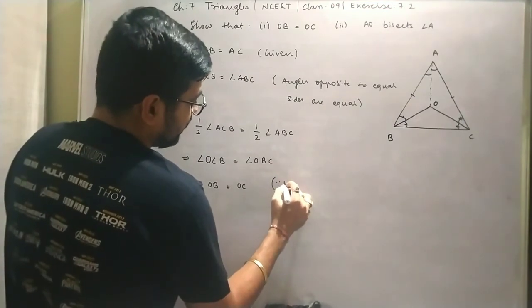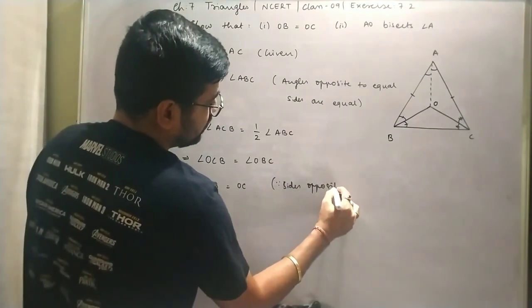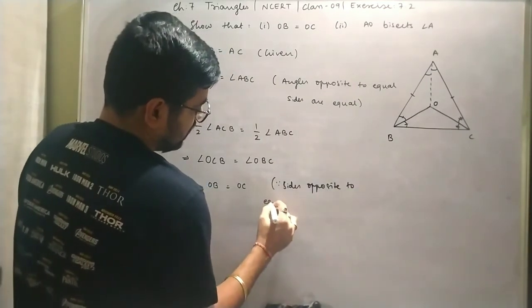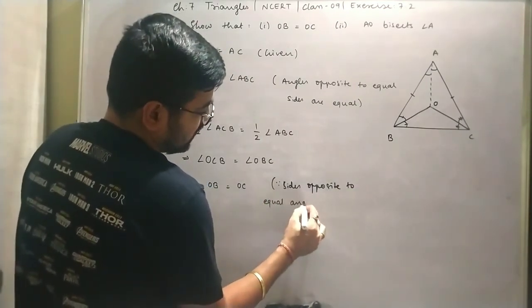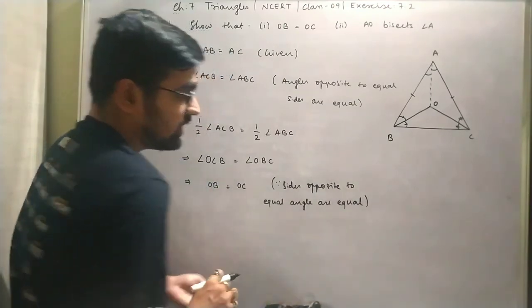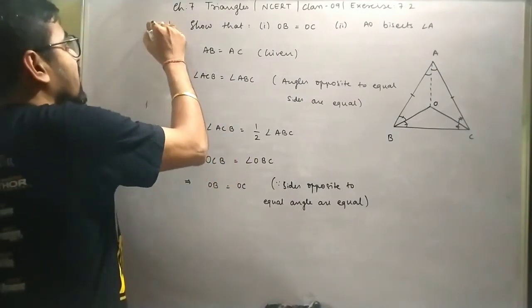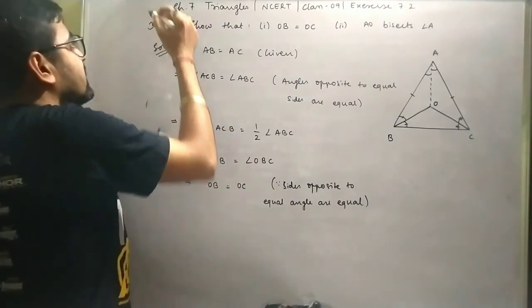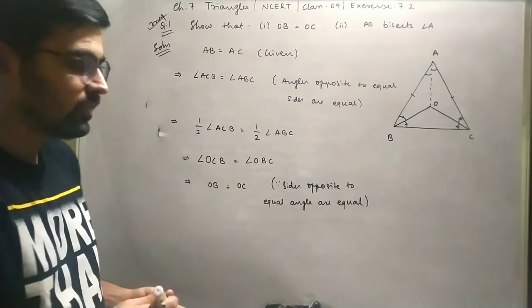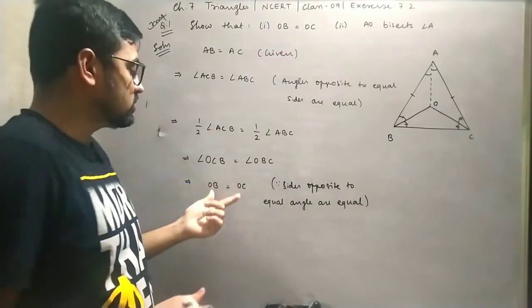क्या लिखेंगे? Therefore sides opposite to equal angles are equal. So see, in this particular problem both theorems are utilized at the same time. So I guess it's kind of important for us. So first thing I got it, OB equals to OC.